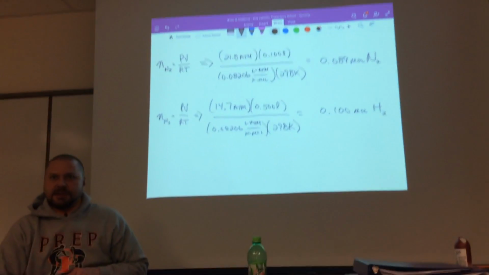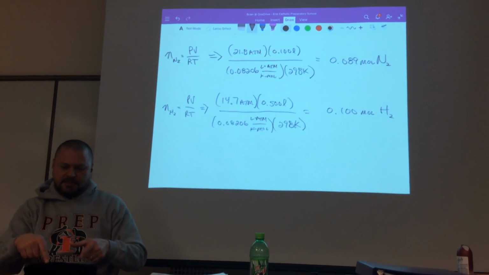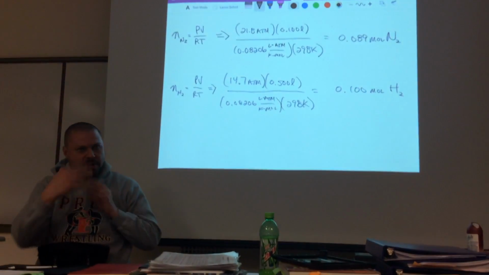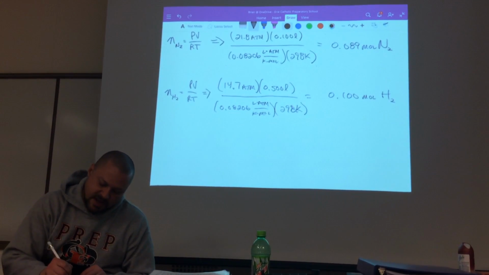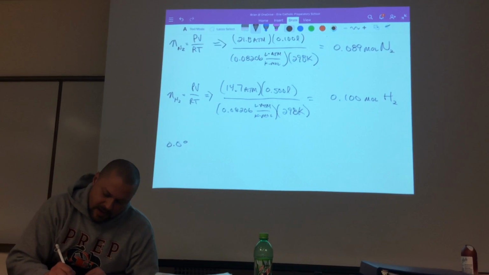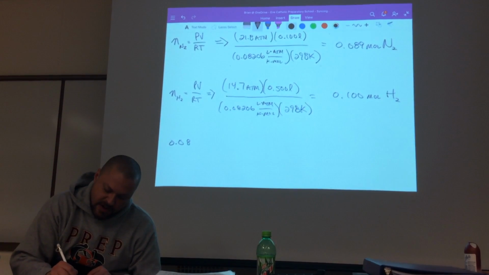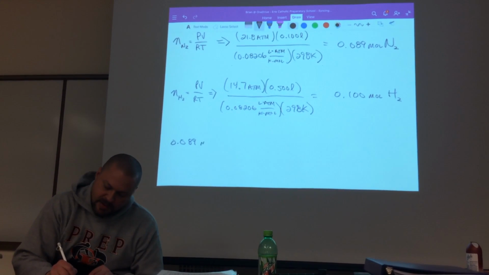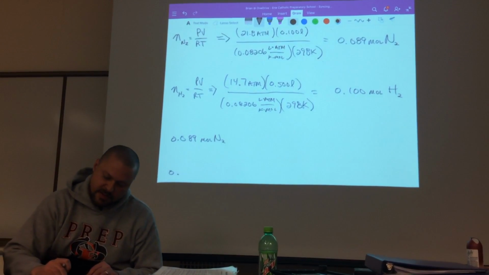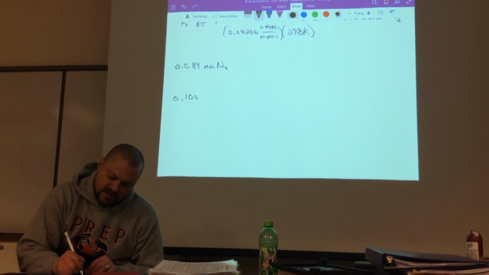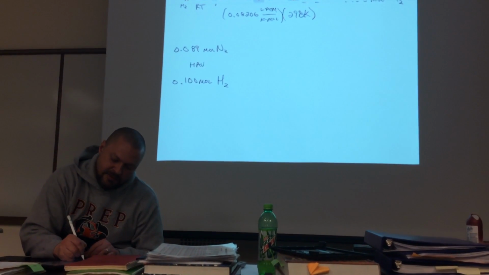Now, if I were doing this on a sheet of paper, I would probably just string this all out. But doing it on the computer and trying to project it, I'm just going to jump down a line. The two things I just calculated: 0.089 moles of N2, I'm going to rewrite that down here. If you've got room to work across, just keep working across like a limiting reactant problem. And 0.100 moles of H2.